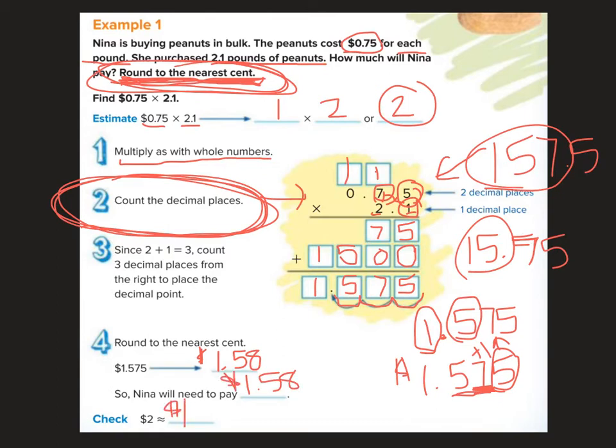So my answer is $1.58. Is $2 close to $1.58? Yes, it is. Is $2 close to $15? No way. So don't tell me it's $15. You've got to watch that, okay? So again, all we did is we saw how many digits are to the right of the decimal point, and we move the decimal point back that many digits once we've multiplied. Let's try another one.